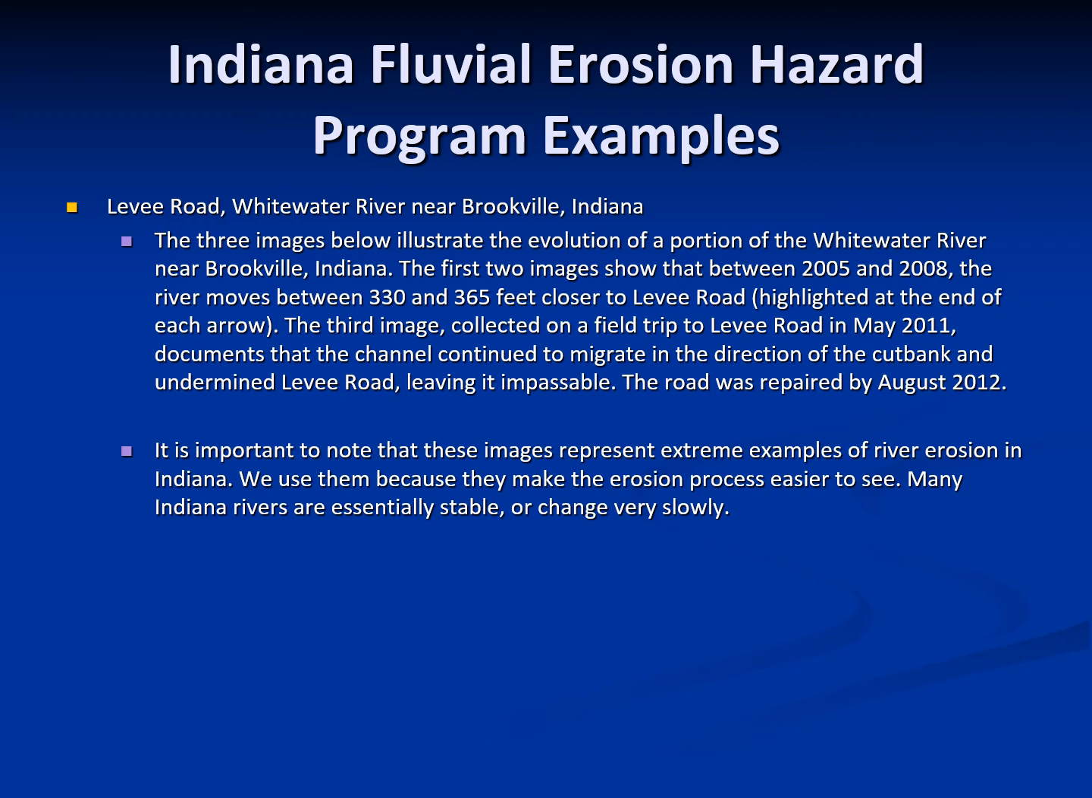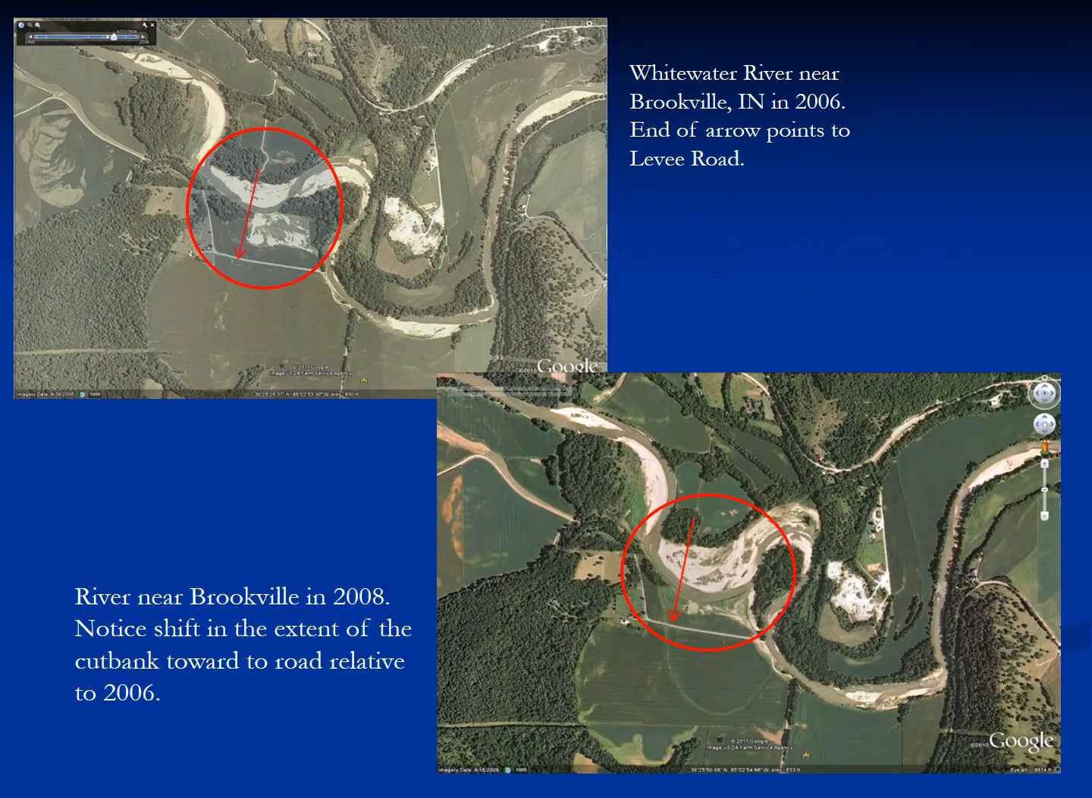It's important to note that these images represent extreme examples of river erosion in Indiana. We use them because they make the erosion process easier to see. Many Indiana rivers are essentially stable or change very slowly.